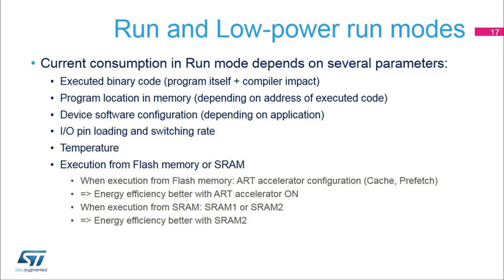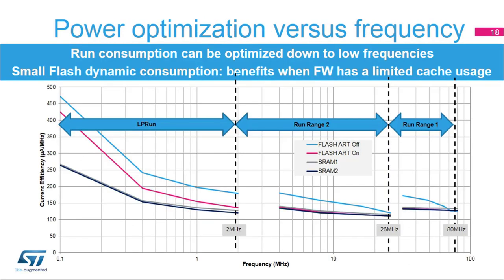When code is executed from SRAM, the energy efficiency is better when executing from SRAM 2. The consumption in run mode can be optimized down to low frequency, thanks to low power run mode. Enabling the ART accelerator increases performance, but also reduces the dynamic consumption. Best consumption is most often reached when the instruction cache is on, data cache is on, and prefetch buffer is off, as this configuration reduces the number of flash memory accesses.